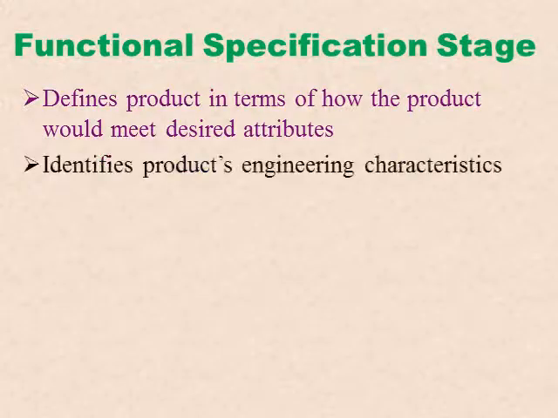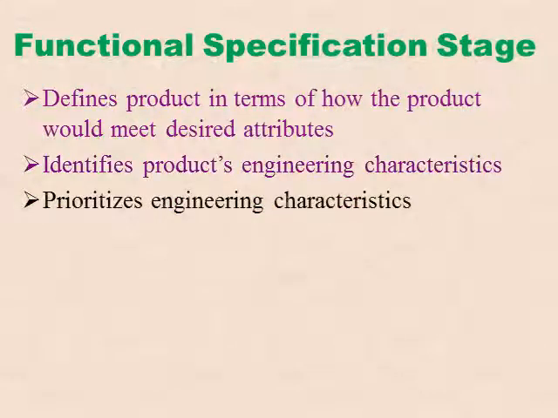So like this, identify product engineering characteristics. We check the product engineering characteristics, then prioritize engineering characteristics. Now, engineering characteristics are very important while designing any product.